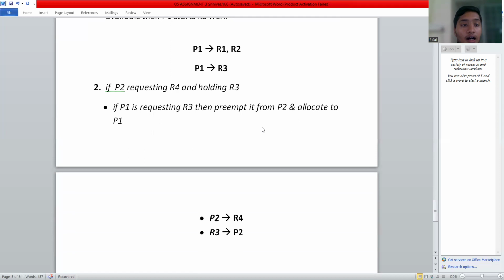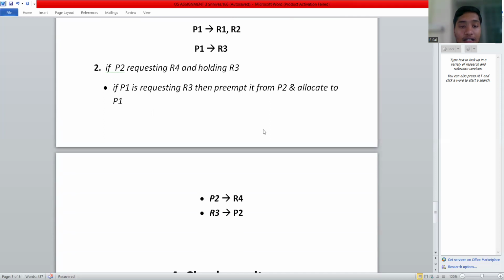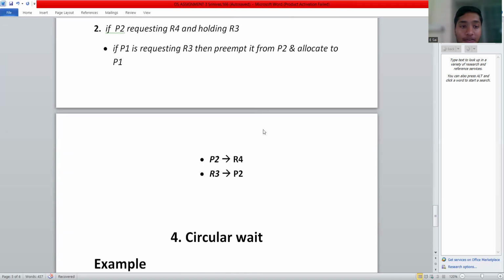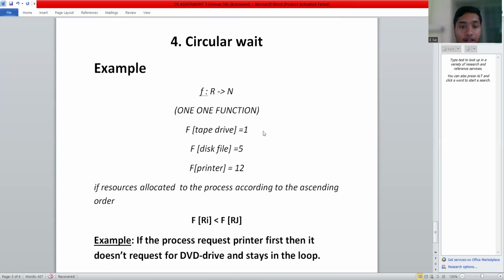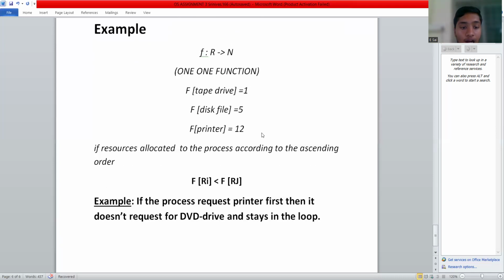The second solution: if P2 is requesting R4 and holding R3, and P1 is requesting R3, then take R3 from P2 and allocate it to P1. Circular wait. Define a function F from R to N, a one-to-one function. The resources are allocated to the processes according to ascending order. For example, if a process requests the printer first, then it doesn't request the DVD drive, and so it stays out of the loop.